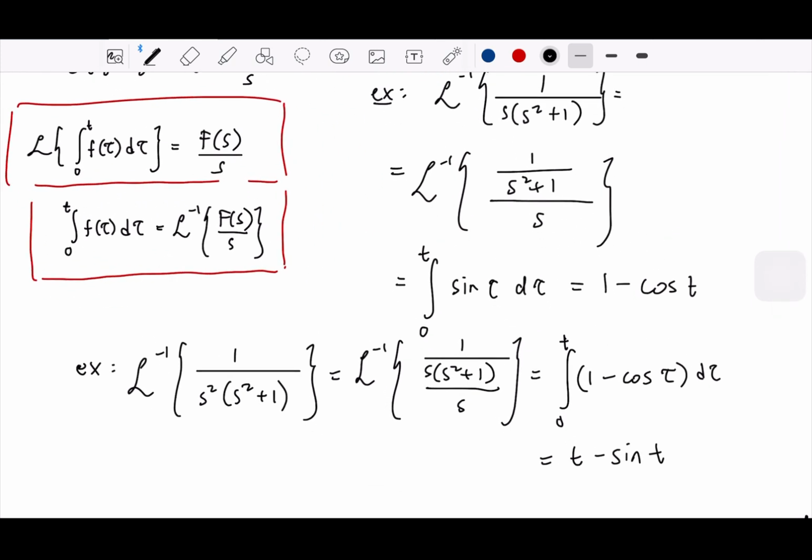Okay, any questions? I think as long as you get to know these two formulations, I believe it will be okay.